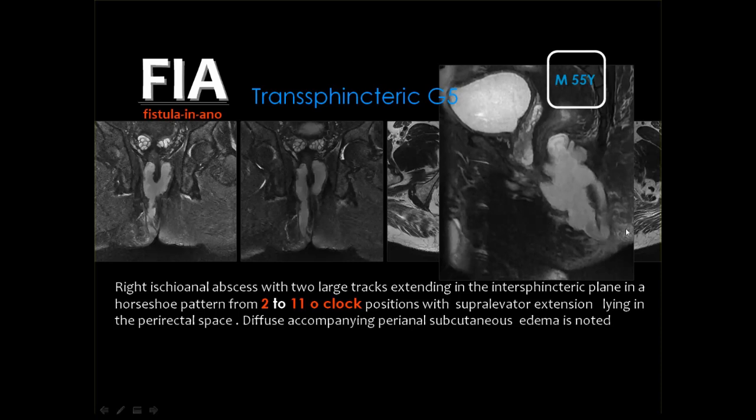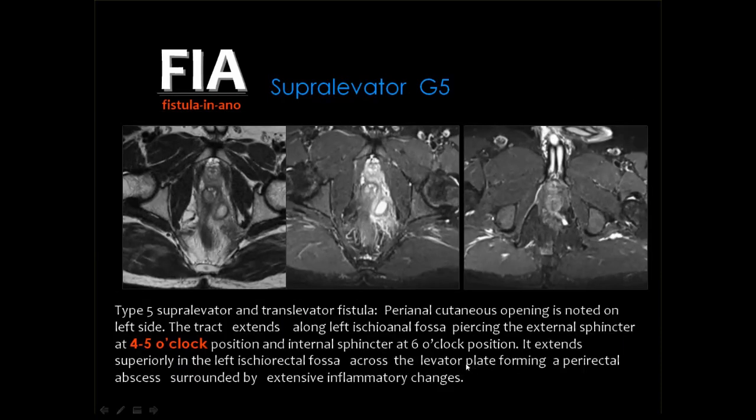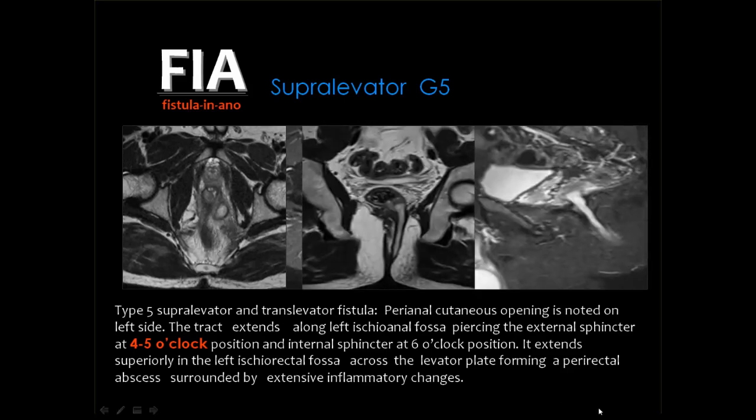And you go to the sagittal image, and you can see that this is the site of the levator ani that has been crossed by this abscess, meaning that it is a transsphincteric fistula grade 5. Then here you've got a fistulous opening almost at 4 or 5 o'clock, and this fistula has crossed the internal and external sphincter, resulting in a collection in the left ischial fossa surrounded by extensive inflammatory reaction.